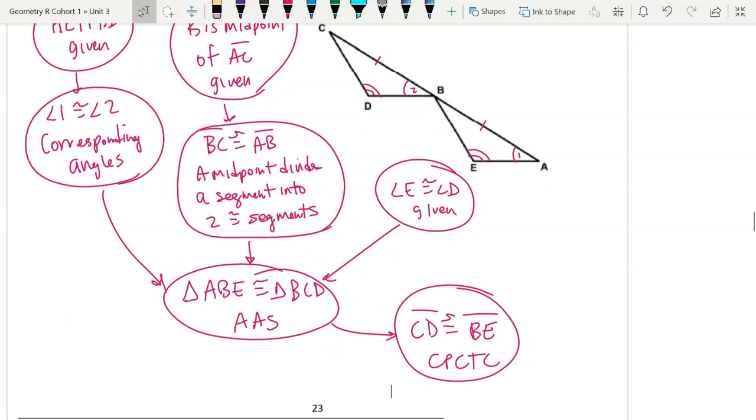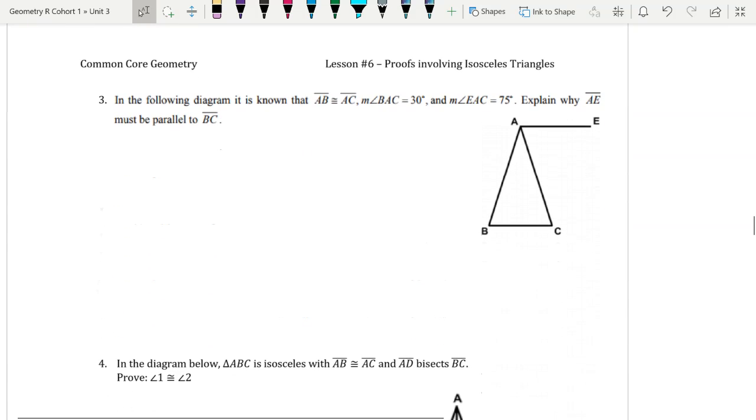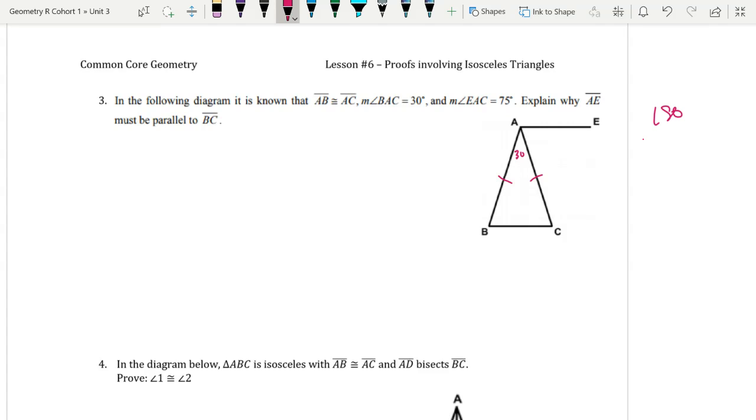Number 3 is another one of those non-proof questions. It's just asking you, can you do stuff here? So it says, in the following diagram, it is known that AB is congruent to AC. These are congruent to each other. It says angle BAC is 30. That's this angle up here. If that's 30, without reading anything else, I know because of the triangle, there's 150 degrees left, meaning the remaining angles are each 75.